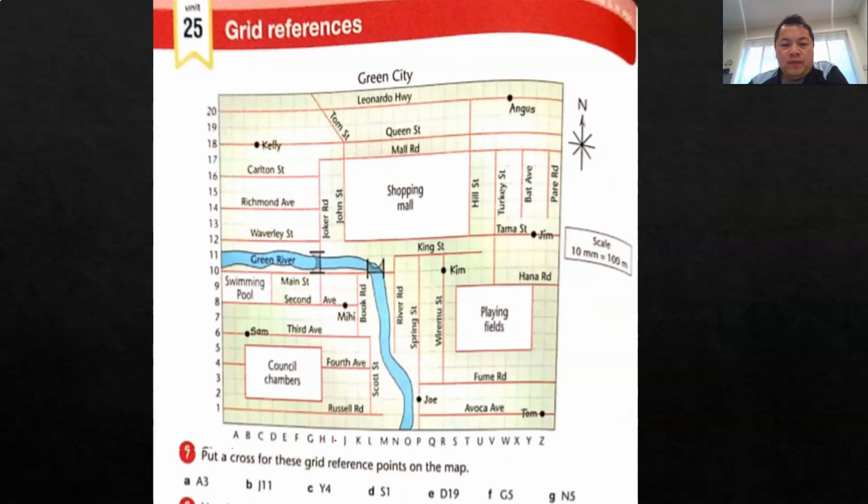Moving on, now we need to put a cross for this grid reference point on the map. So where's A3? A3 is here, so I put a cross here. This is one of the points. And then J11, 11 is somewhere around here, and J is there. So you put a cross there. You do the same for the rest of them.